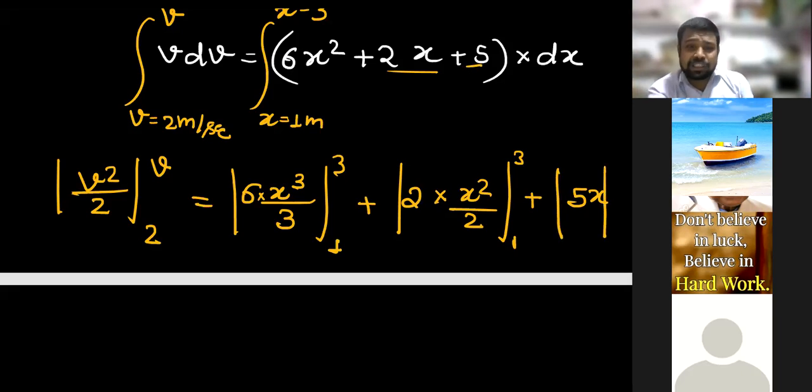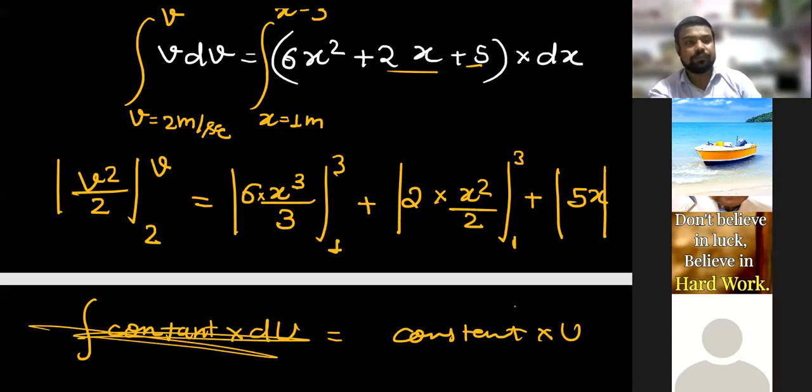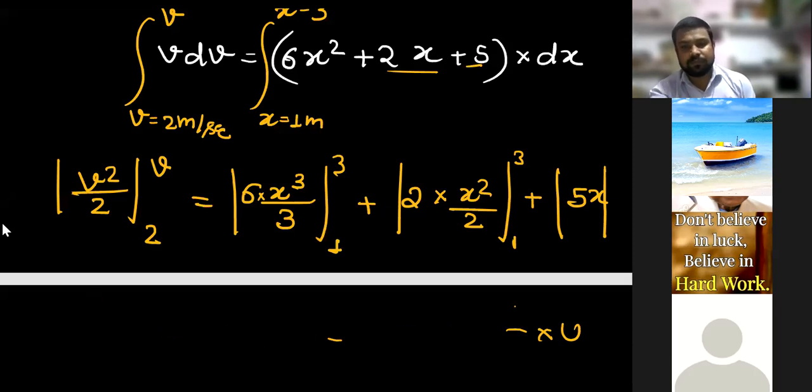Remember the integration over constant. Remember, my dear friends, the integration over constant into dx is always x. Okay? If here dx is placed at du, so this is constant into u. Clear, my dear friend? Yes, sir. So we can very easily put the value, 1, 2, 3, and get the answer.